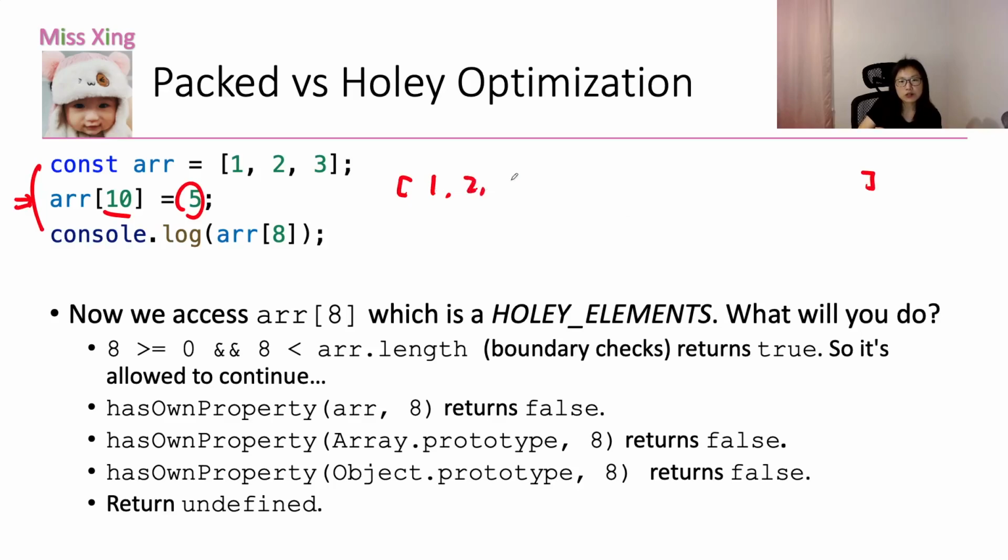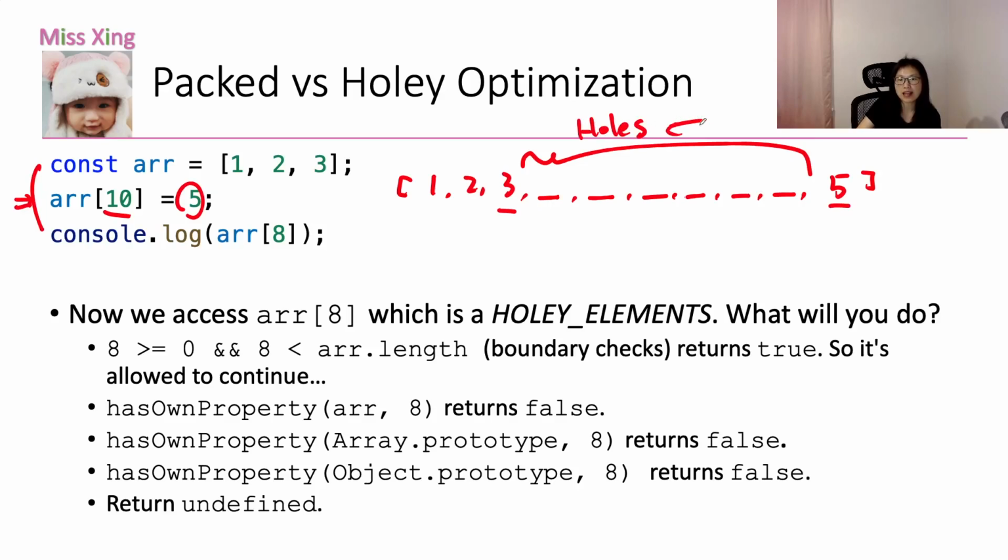1, 2, 3, and then 4, 5, 6, 7, 8, 9, 10 is 5. Between the 3 and the 5, which is between index 2 and index 10, all of them are holes, which are empty items. And in total we have 1, 2, 3, 4, 5, 6, okay?